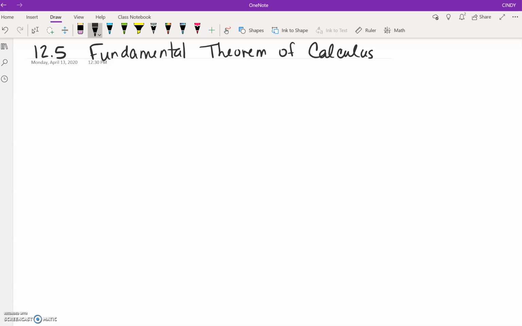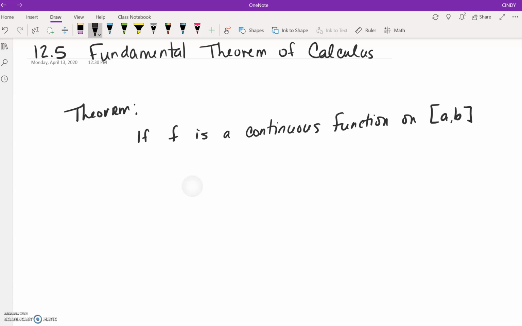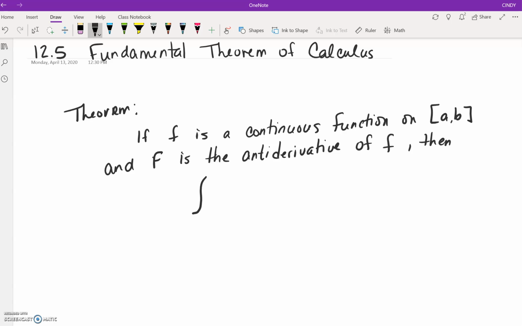Okay, in 12.5, we're talking about the fundamental theorem of calculus. Now, this theorem says that if f is a continuous function on the interval [a, b], and capital F is the antiderivative of the function f, then the integral between a and b, lower bound a, upper bound b, of the function f of x dx is equal to F of b minus F of a.